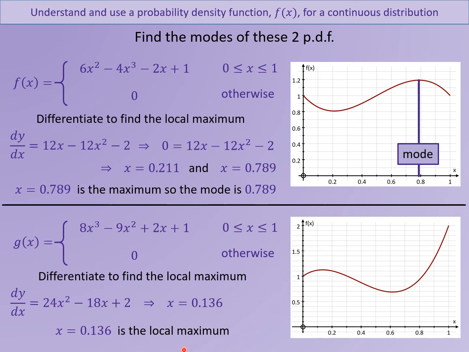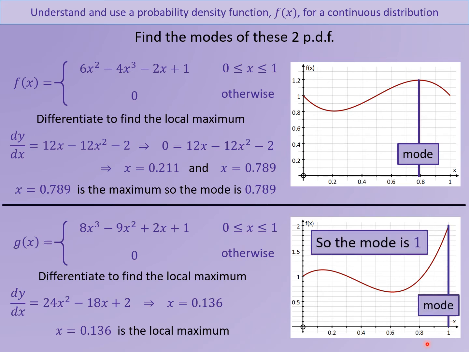If you check the endpoints, if you substitute in this case 0 and 1 in for x, and if they give you a higher value of f of x than when you substitute x into g of x up here, then one of the endpoints may be the mode rather than the local maximum. So substituting in 1 actually gives us a higher f of x value in here. So therefore the mode is 1.